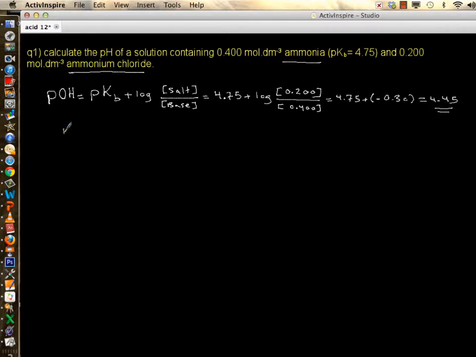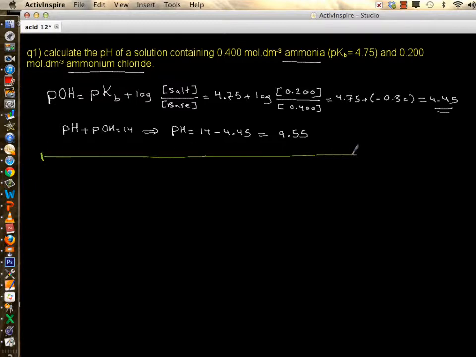Since it's a base, we are expecting pH to be bigger than 7. pH plus pOH is equal to 14. So from here and the pOH information, we can say pH is 14 take away 4.45, and it's equal to 9.55. Okay, for those of you who don't remember Henderson-Hasselbalch, and let's say this is exam time, do not worry, ICE will always work. Let's just write the equation and solve it.